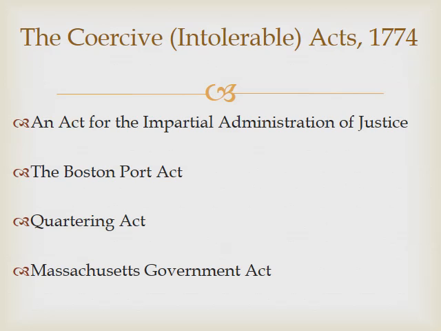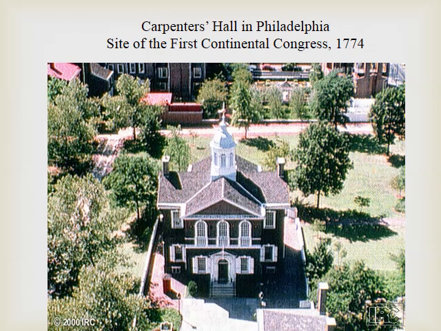Well, these acts meant that colonists rallied to the cause of besieged Boston in particular, raising money, sending provisions, and boycotting as well as burning British tea. They also called a meeting of representatives from all the colonies together. The First Continental Congress met in 1774 at Carpenter's Hall in Philadelphia to decide what to do about these coercive acts, these intolerable acts. 12 out of the 13 colonies sent representatives.